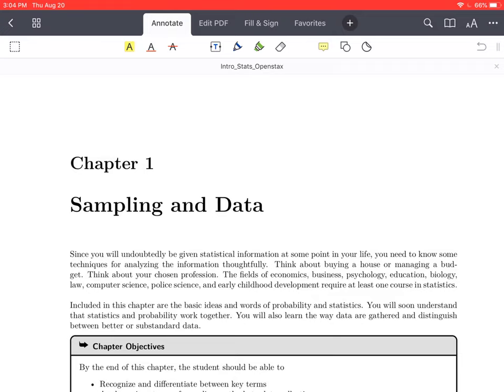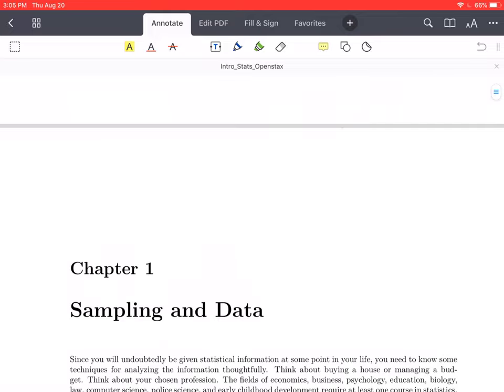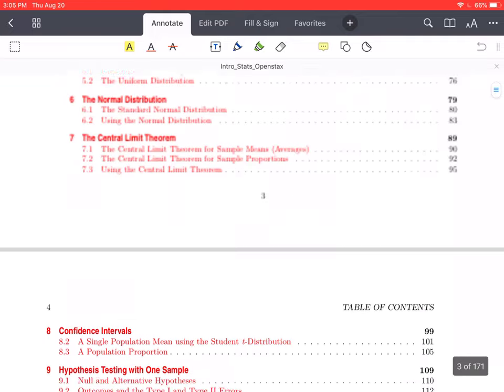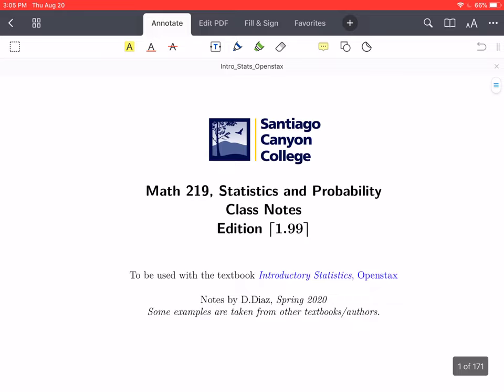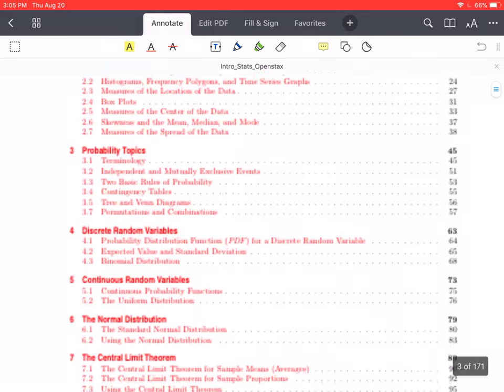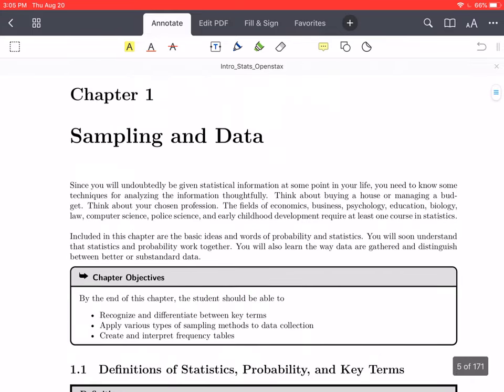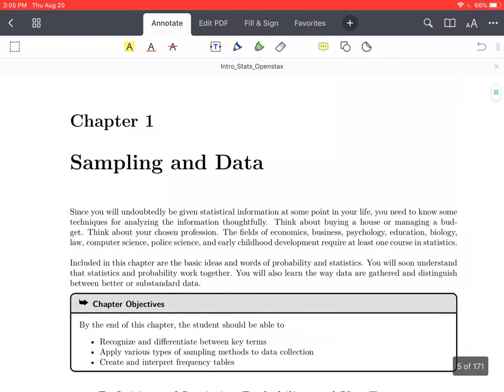If you haven't seen the guided notes already, they are posted in the module, so go ahead and take a look at those. If you look at the front cover page, it's going to look like this. Okay, so we're heading down to Chapter 1, and we're going to start talking about sampling and data.